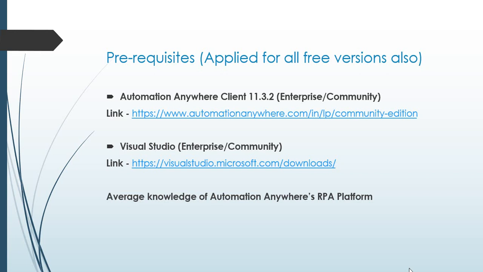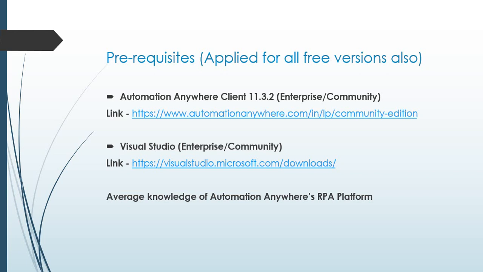So there are some prerequisites for this to happen. Number one, you need the Automation Anywhere client that is also available for free, and the download link is below. You would also need Visual Studio. You can either download it for free or have a paid version, and the link is mentioned below. The reason we need Visual Studio is just for the DLL creation, since this demo will include a small C# coding.